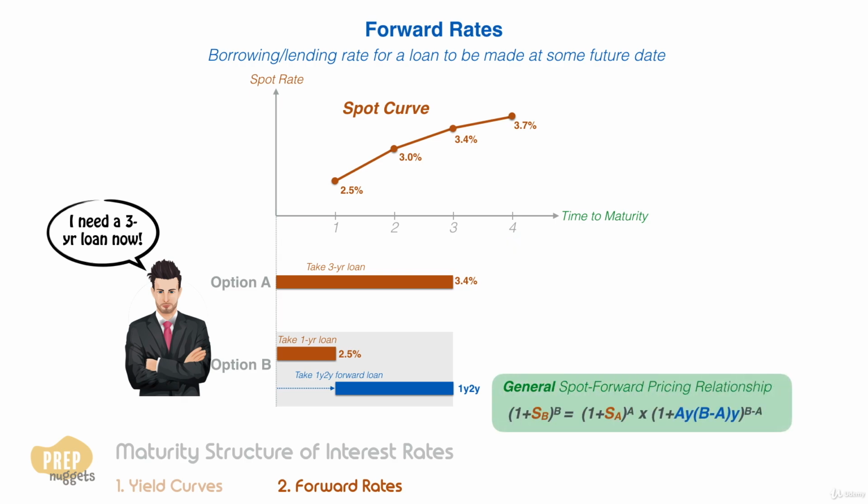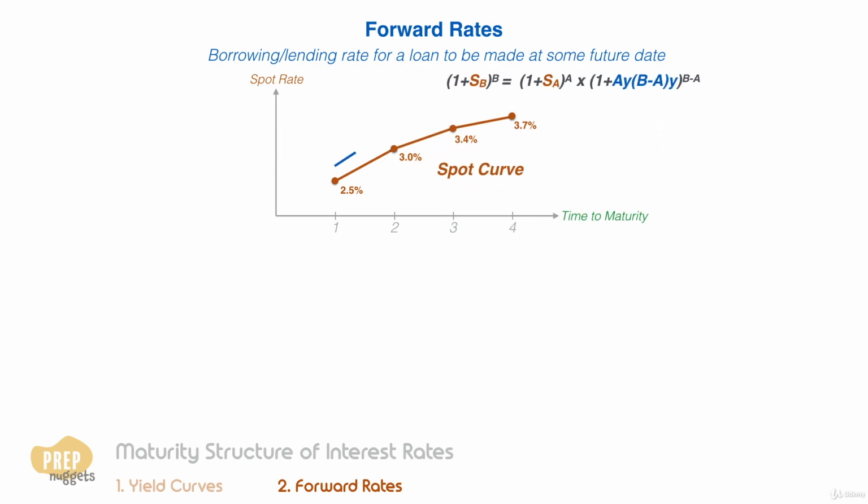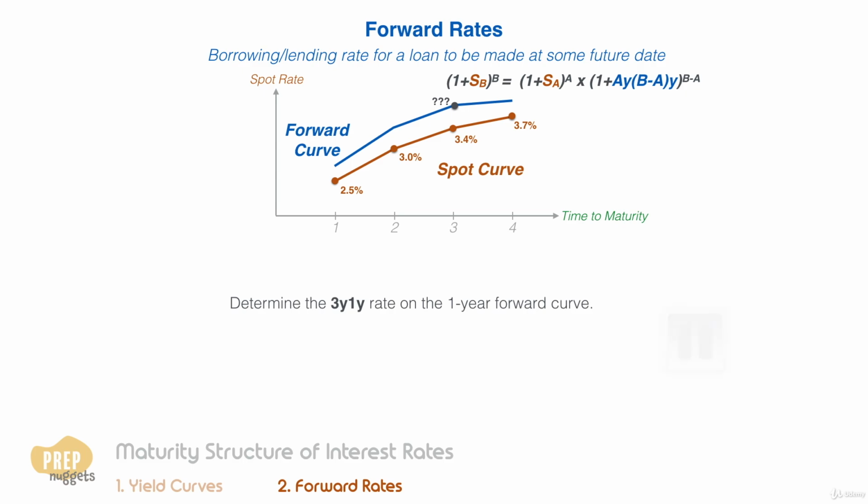With this formula, an analyst can compute points on the forward curve based on the corresponding 2 points on the spot curve. Here's an exercise for you. Determine the 3-year into 1 year rate on the forward curve using the provided spot curve. Pause the video now and work out your answer. And we're back. The first step is to determine the A and B according to the forward rate we want. A is obviously 3, and we know B minus A has to be 1, so B has to be 4. Our formula to solve is therefore as such.